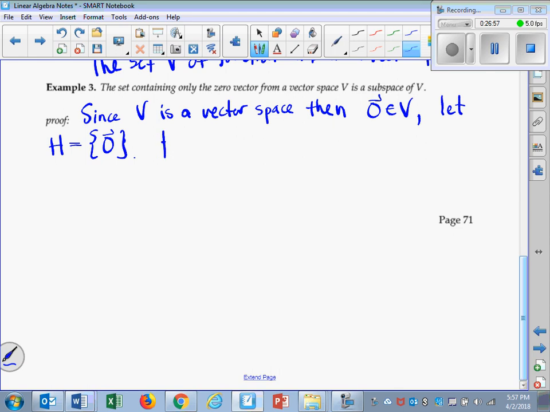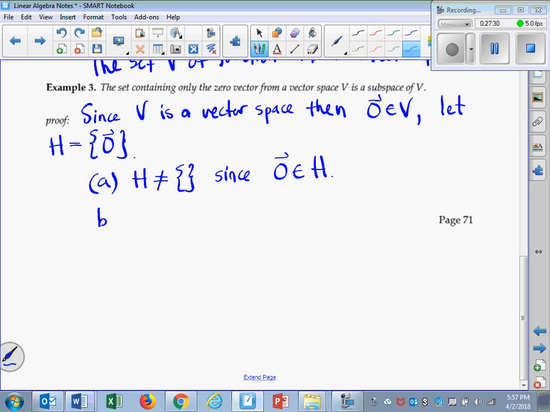And the first thing is, maybe I should say part A. So part A, H is not the empty set since the 0 vector is in H. Okay, so we know that there's something in there, so we've shown that it's non-empty. That's how we defined H, it has just the 0 vector. So we know that H is non-empty.